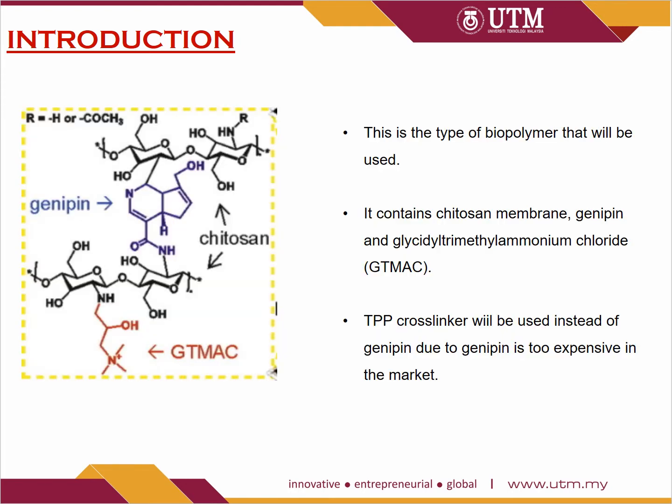So the next slide is the type of biopolymer that will be used in my project. It contains chitosan membrane, genipin, and glycidyl trimethyl ammonium chloride, GTMAC. TPP crosslinker will be used instead of genipin because genipin is too expensive in the market.